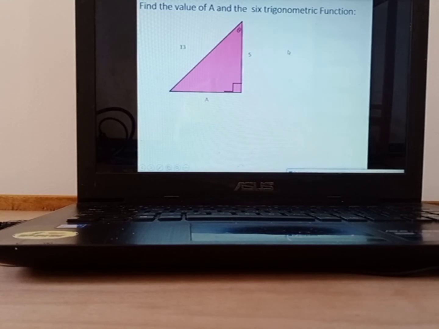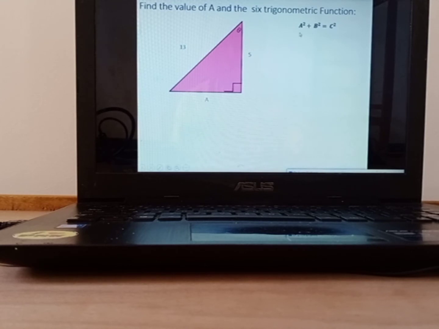Okay, so class, if you still remember the Pythagorean theorem. What does the Pythagorean theorem state? Our Pythagorean theorem states that the square of our hypotenuse is equal to the sum of the squares of our 2 legs.